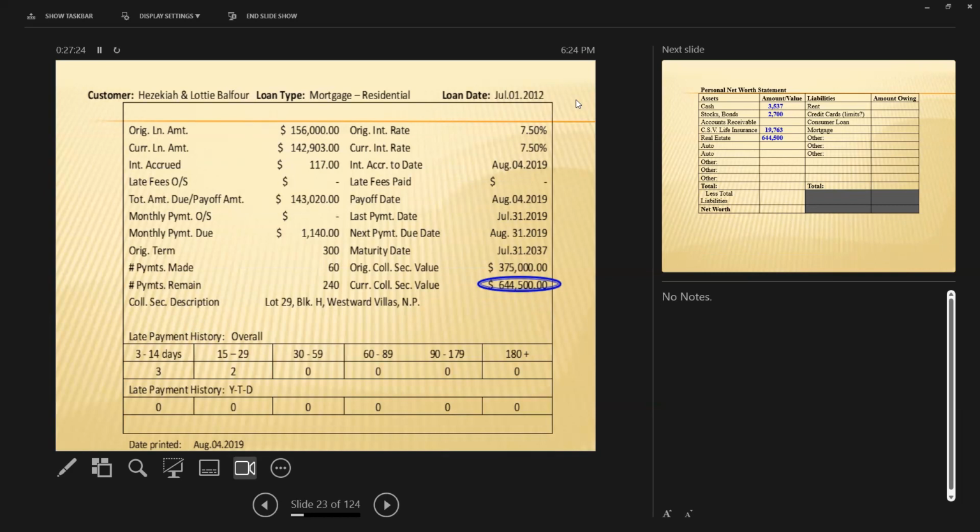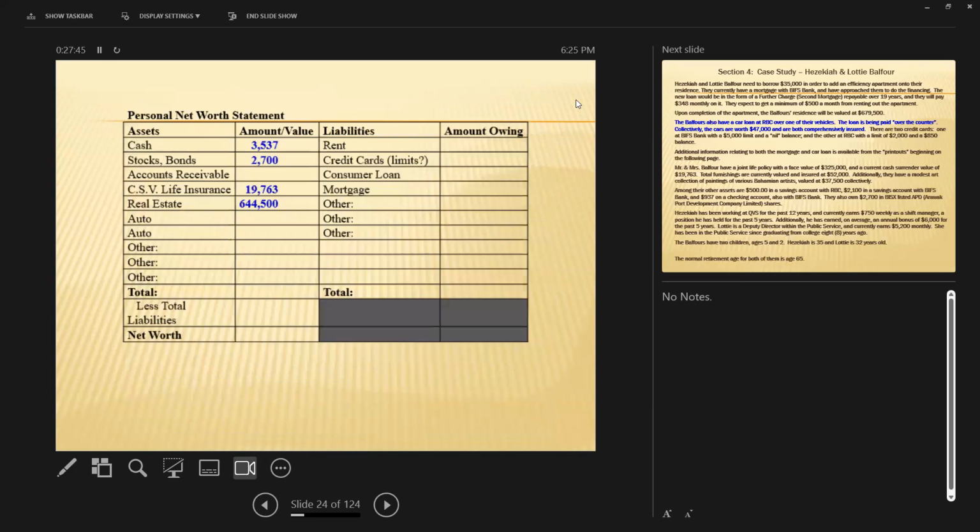by 35,000. But now the statement of affairs, the current state of affairs, we're only showing what the house is valued currently. Okay, not the value adding on. Okay, so the current collateral security value is 644,500, and that's what goes in the personal net worth statement. Okay.